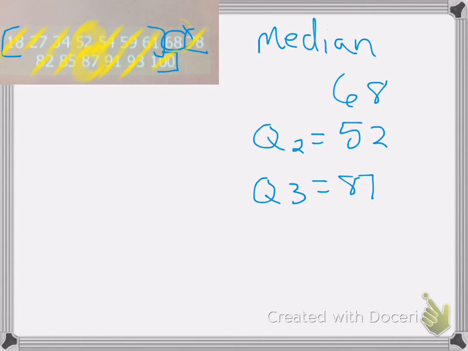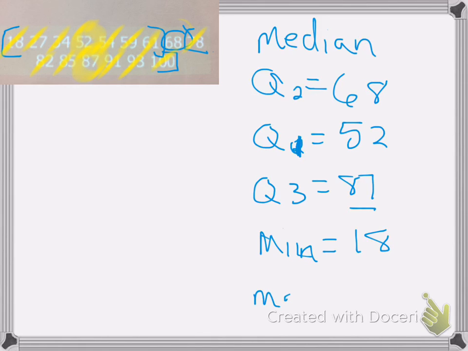Okay? So we've got our Q1, or we've got our Q2, we've got our Q3, our median. Oh, I apologize. That's not Q2. That's Q1. This is Q2. So your quartile 1 is 52. Your Q2 is 68. Your Q3 is 87. Now we've got the min is 18, and your max, or your biggest number, is 100.